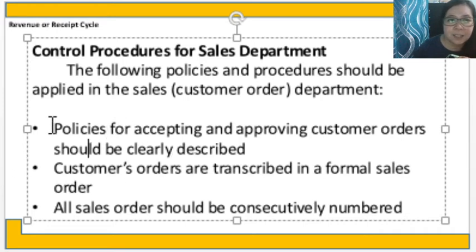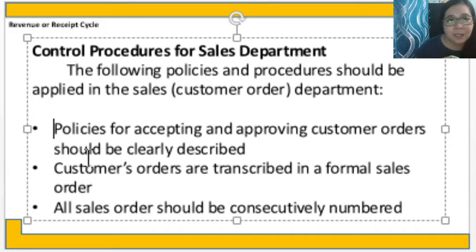The first is that policies for accepting and approving customer orders should be clearly described, meaning there is a manual which contains the rules and procedures on how to accept and approve customer orders, so that the persons handling these transactions have a guide on how to process them and whether a transaction is allowed or not.